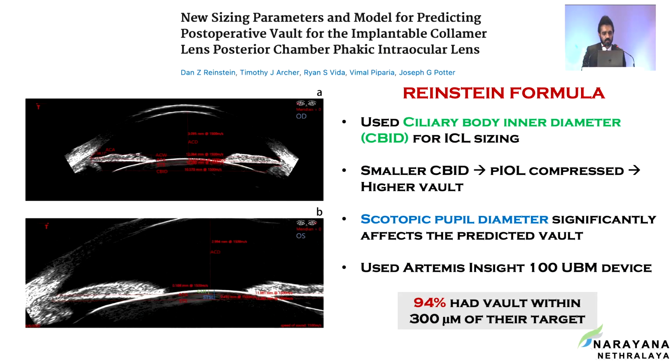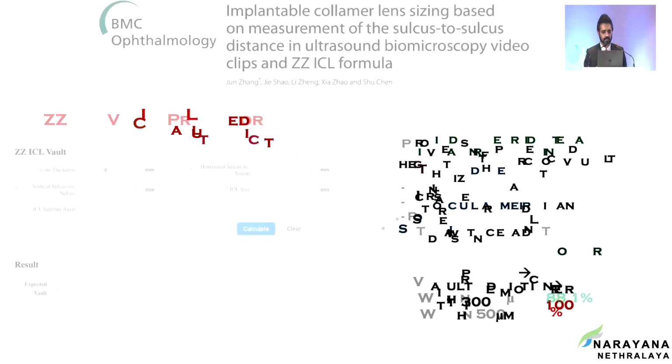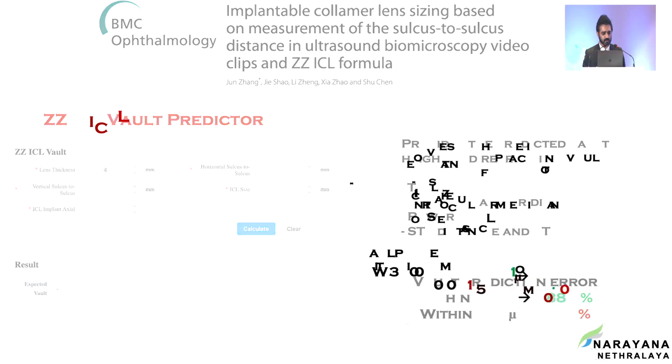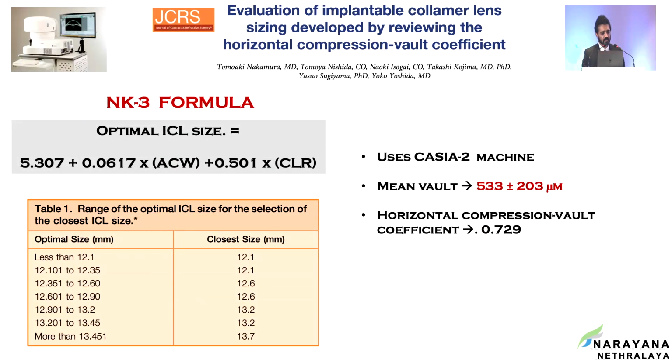Now, there's also a formula called the Reinstein formula, which has 94% of vaults within 300 micrometers of their target. Then we have the ZZ ICL vault predictor. The vault prediction error is 88.1% within 300 microns and 100% within 500 microns. Then we have the NK3 formula, which has a mean vault of 533 plus or minus 203 microns.